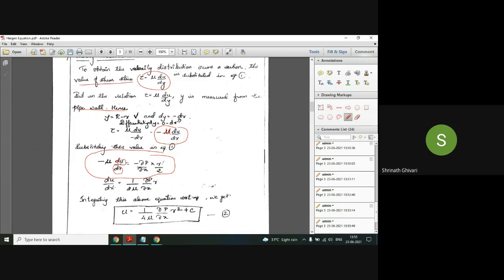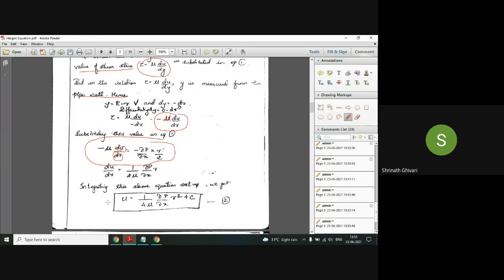From this, du by dr equal to minus dou P by dou X, and as the two minus signs become positive, du by dr equal to 1 by 2 mu dou p by dou x into r. If we integrate the above equation with respect to r, u equal to 1 by 4 mu dou p by dou x r square plus c.